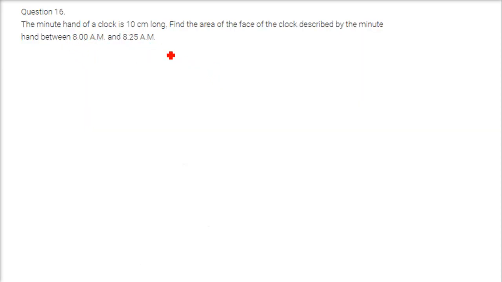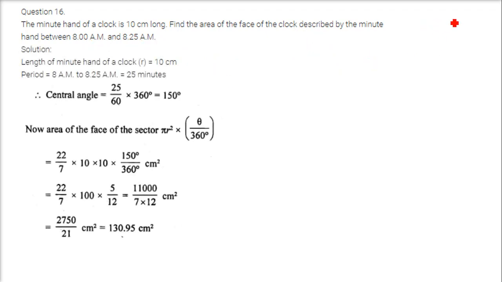A minute hand of a clock is 10 centimeter long. Find the area of the face of the clock described by the minute hand between 8 and 8:25 am. So we have a clock and there is a minute hand here at 8, and then we have a minute hand here at 8:25. So it's around 25 minutes.